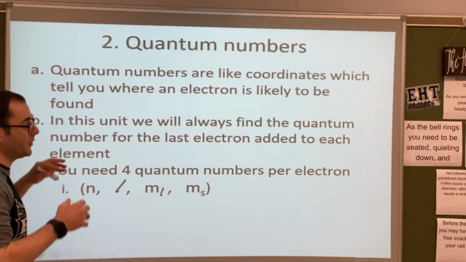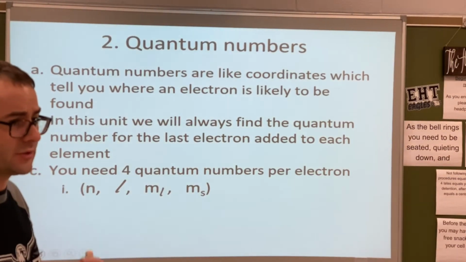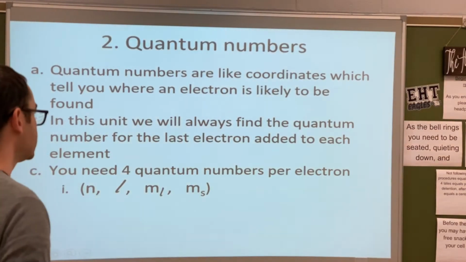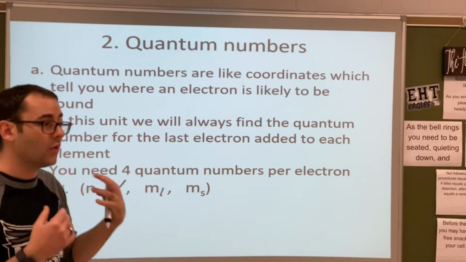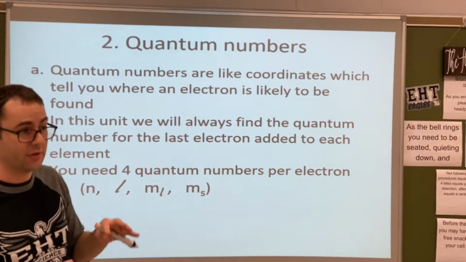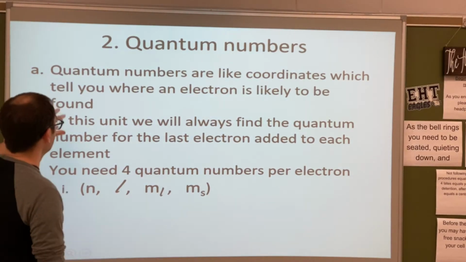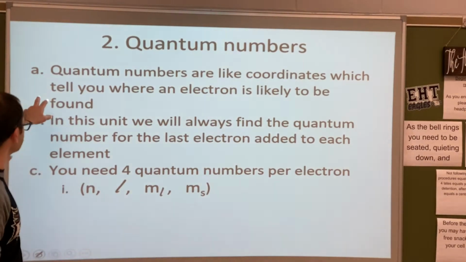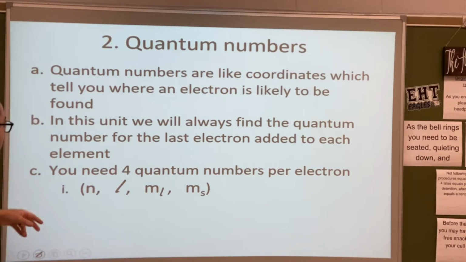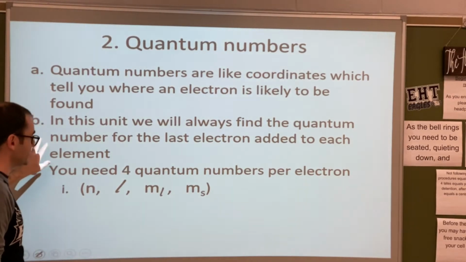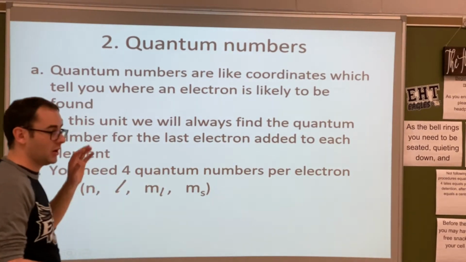To figure out what the quantum numbers actually are, it's kind of like the coordinates for each electron, all right? So you can do it for any electron on your atom. We're always going to do it just for the last one that we draw, just to keep it constant. That's how we're going to do it. So quantum numbers are like coordinates, which tell you where an electron is likely to be found. In this unit, we'll always find the quantum numbers for the last electron added. And you need 4 quantum numbers per electron.